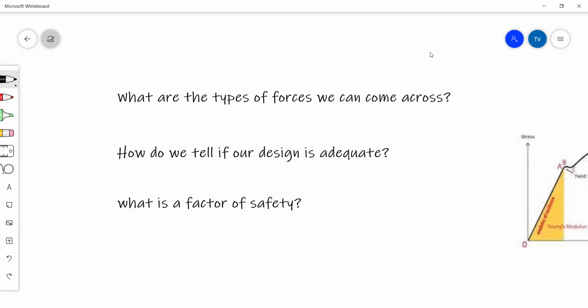All right, so we're designing a coupling, a flange coupling that has to be able to transmit power and torque from one shaft to another shaft. And in the process, it will undergo some kinds of forces. So what are the types of forces that we can expect to experience? So there are lots of different types of forces, but the main ones that we'll be focusing on are the shear forces, tensile forces, and compressive forces.